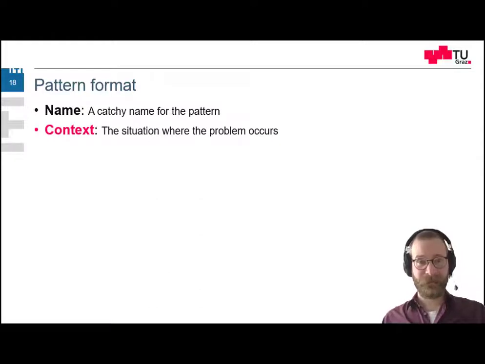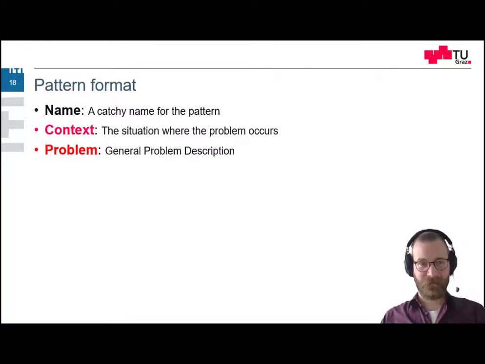Then the context. The context is important because different contexts could demand different solutions. For example, are we developing on a PC, on a desktop computer, or are we implementing some stuff for an embedded device? Embedded devices have much lower computing power, have much less memory, so these are different constraints and different forces which need different solutions.